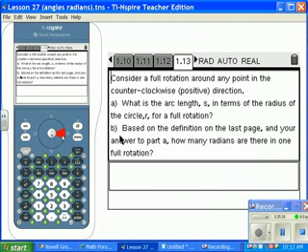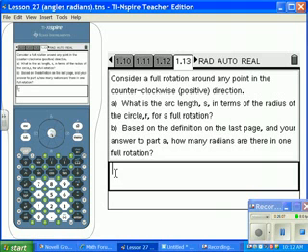All right, so let's look at the next page. All right, consider a full rotation around any point in the counterclockwise positive direction. Full rotation is going to mean how many degrees? 360. Okay. What is the arc length S in terms of the radius, the circle R, for a full rotation?